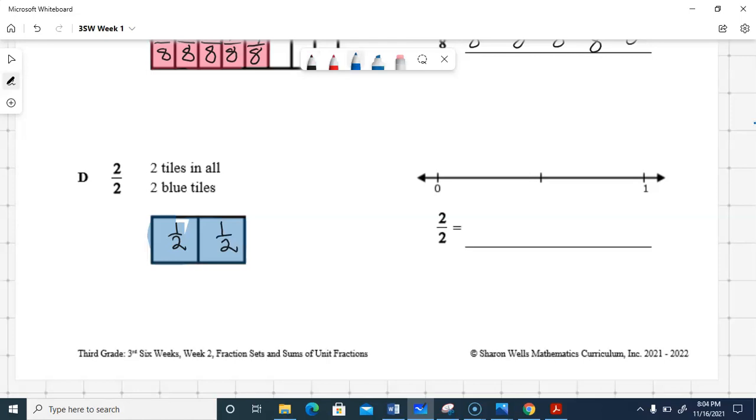On the number line, that would be one jump and two jumps, and where I stopped at would be two halves. Each one of the halves, or each one of the jumps, represents one half of the set. So I could say two halves is equal to one half plus one half. That is also equal to one whole, or the entire set.